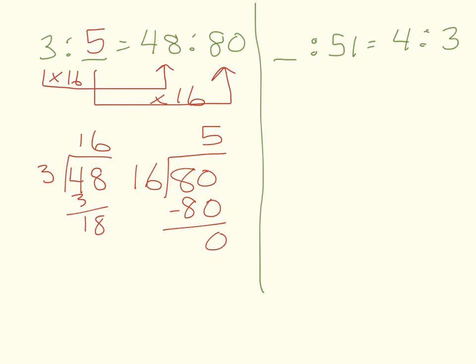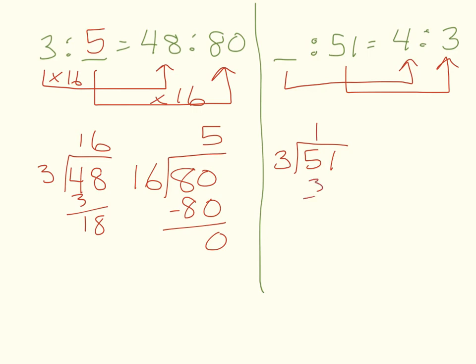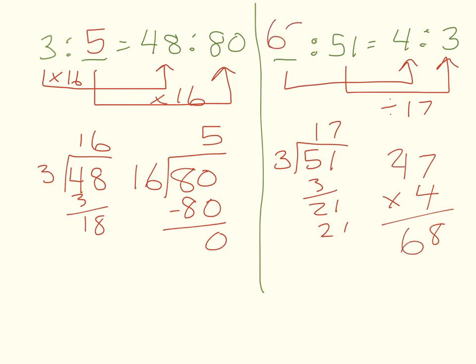On the next one, my first term has to go with 4. My 51 has to go with 3. Well, I need to find how much 51 and 3 are different, so I'm going to divide 51 by 3. And I'm going to get 17. So I know that 51 divided by 17 is 3, or 3 times 17 is 51. And since 51 is bigger than 3, this needs to be bigger than 4, so I'm going to multiply by 17. So 17 times 4 gives me 68. So my missing term is 68.